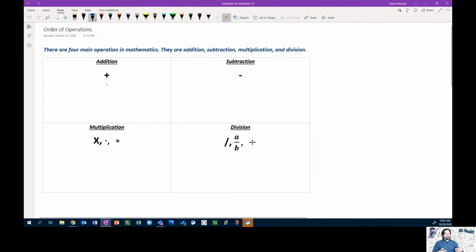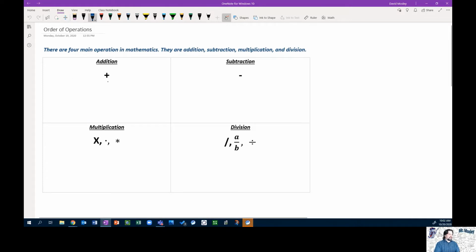So, when considering order of operations, we first need to look at the fact that there are four main operations in mathematics. We have addition, subtraction, multiplication, and division. Pretty much everything in mathematics comes back to these four basic operations, and then order of operations.